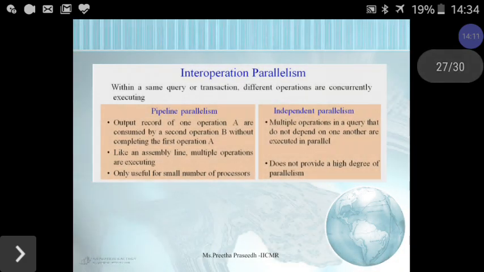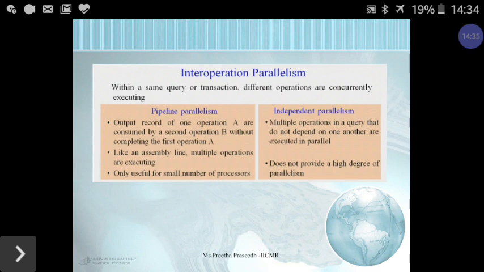So inter-operation parallelism, again it is classified into two, that is pipeline parallelism and independent parallelism. So pipeline parallelism, which I explained in the first slide, is that the output record of one operation is consumed by the second operation without completing the first operation. So it is only useful for a small number of processors.